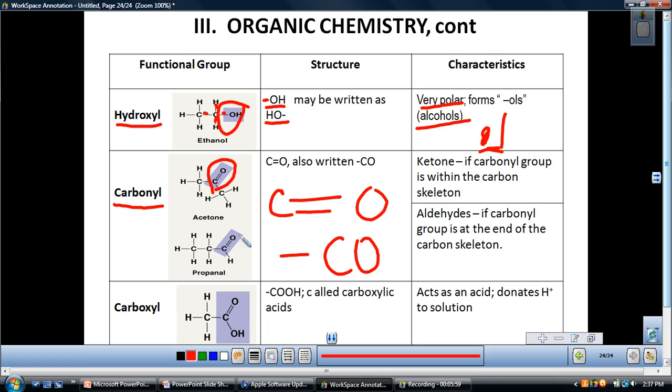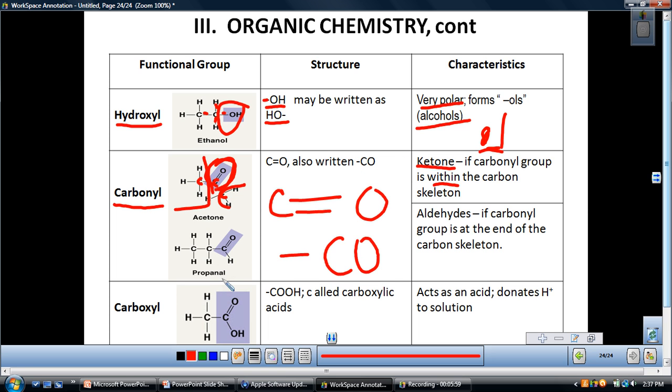Covalent bond CO, but the C is in a double bond with the O. Now there's two ways of looking at this. This gets a little bit more complex. If the C double bonded to O is within the carbon chain, like here's the first carbon, this is the second carbon, here's the third one. So this is on the end over here, and this is on the end. This C double bonded to O is in the middle of that carbon chain. If it's in the middle or within it, we call that a ketone. So if that carbonyl group was within the carbon chain, it's known as a ketone.